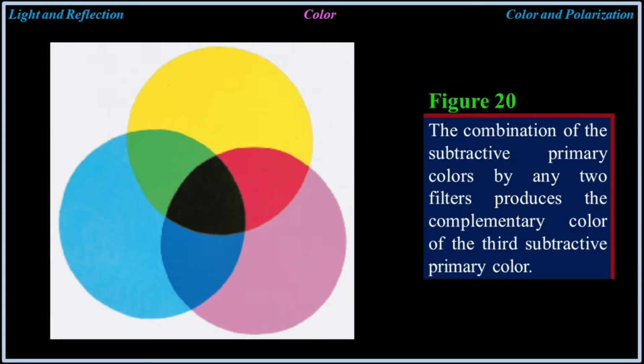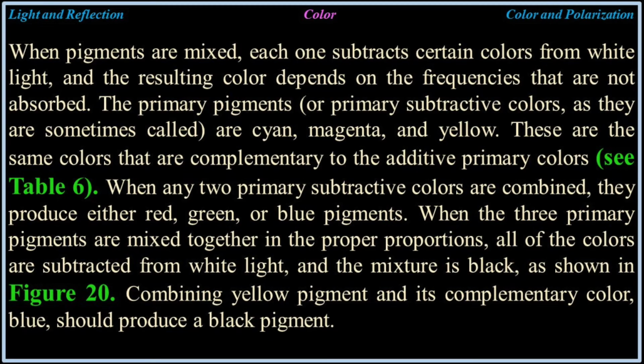This chart may help. Figure 20: the combination of the subtractive primary colors by any two filters produces the complementary color of the third subtractive primary color. When pigments are mixed, each one subtracts certain colors from white light, and the resulting color depends on the frequencies that are not absorbed. The primary pigments, or primary subtractive colors, as they are sometimes called, are cyan, magenta, and yellow. These are the same colors that are complementary to the additive primary colors.